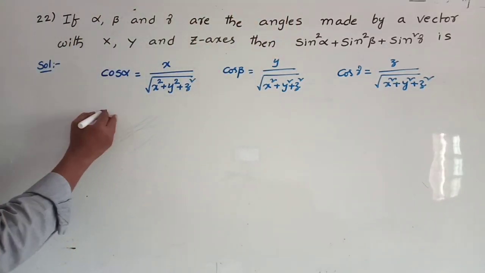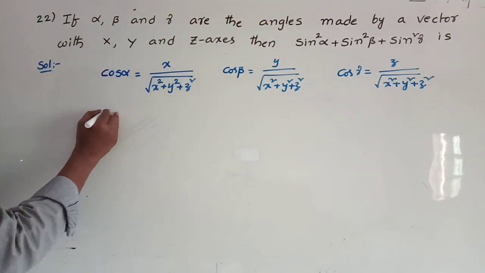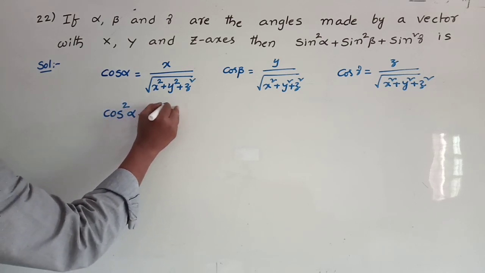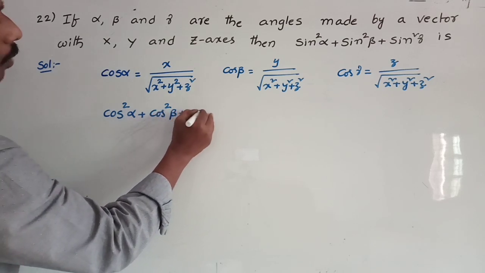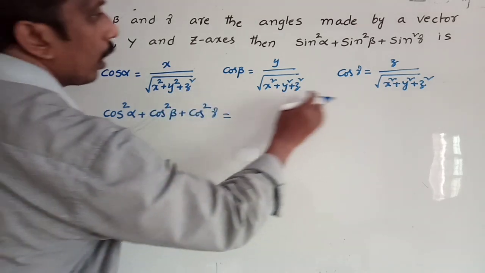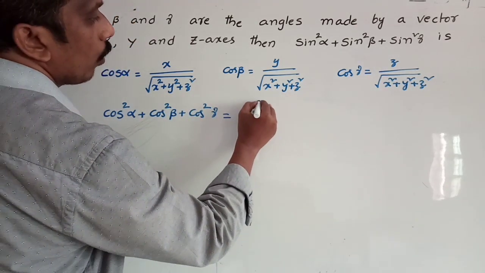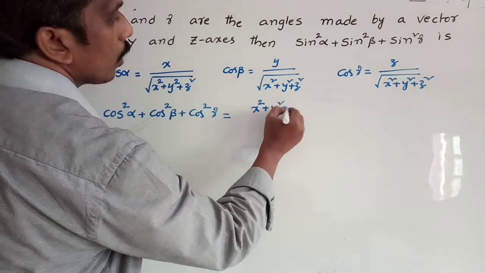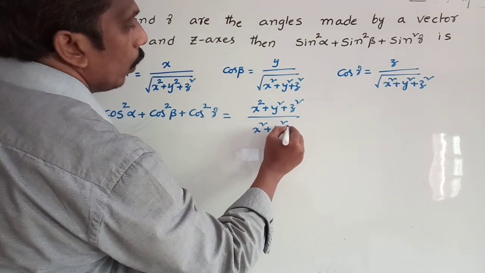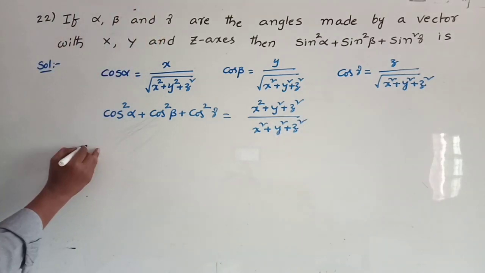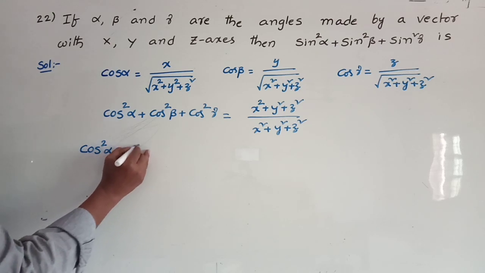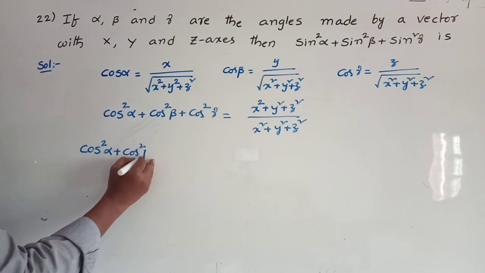From these three, squaring and adding these equations, we get cos square alpha plus cos square beta plus cos square gamma equal to what? In the denominator all values are the same. In the numerator we get x square plus y square plus z square by x square plus y square plus z square. So from this we conclude that cos square alpha plus cos square beta plus cos square gamma is equal to 1.